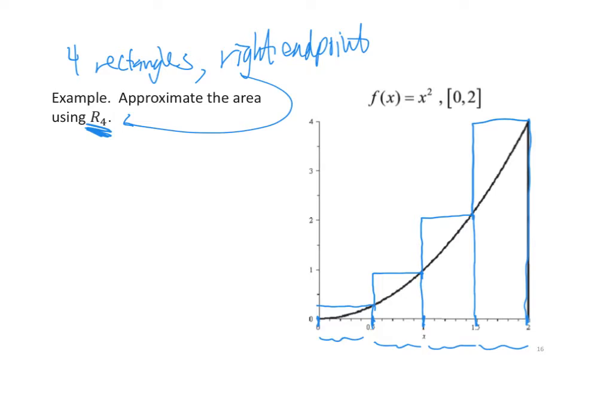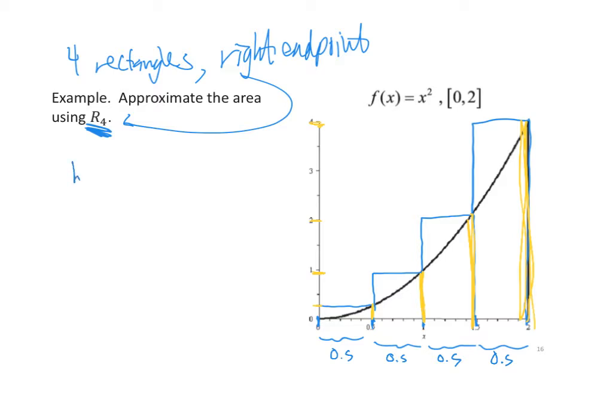But let's figure out the approximation of this area. We said that each subinterval is 0.5 wide, so the base of each rectangle is going to be 0.5. The height is determined by the function values as shown here. Now my drawing is not perfect, so I need to be more careful.